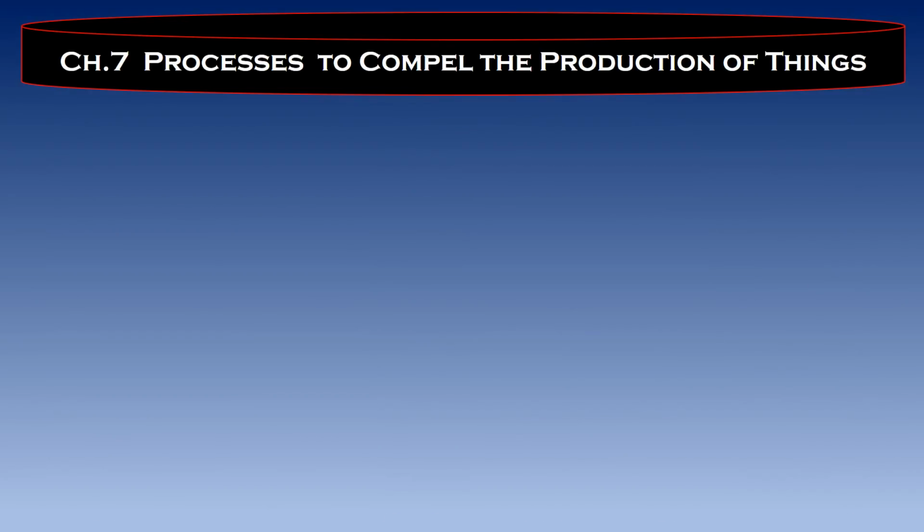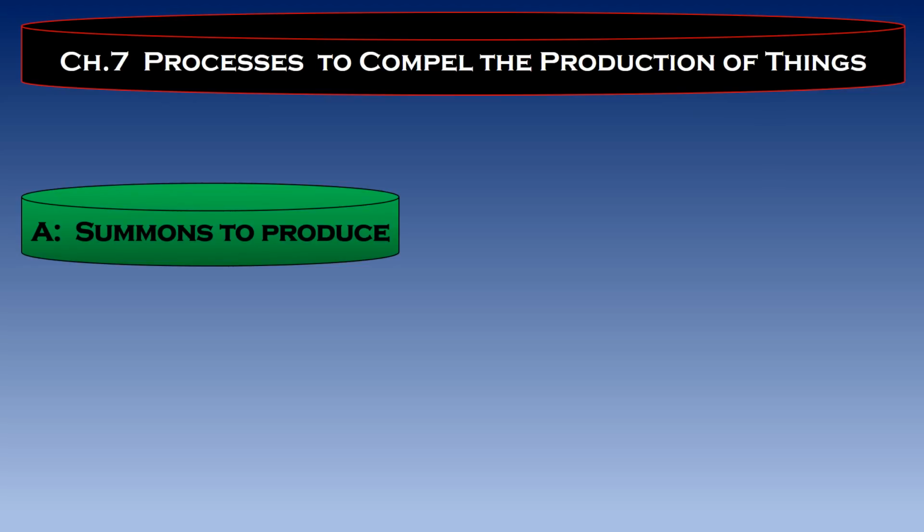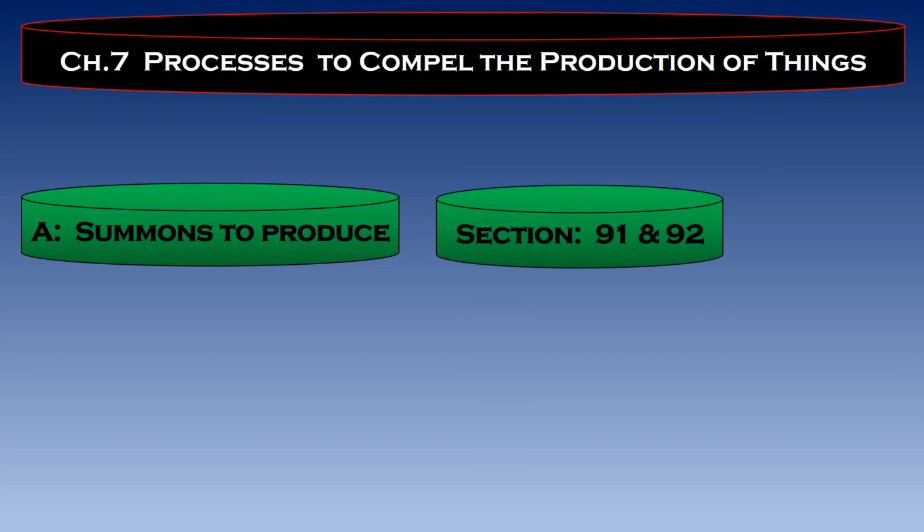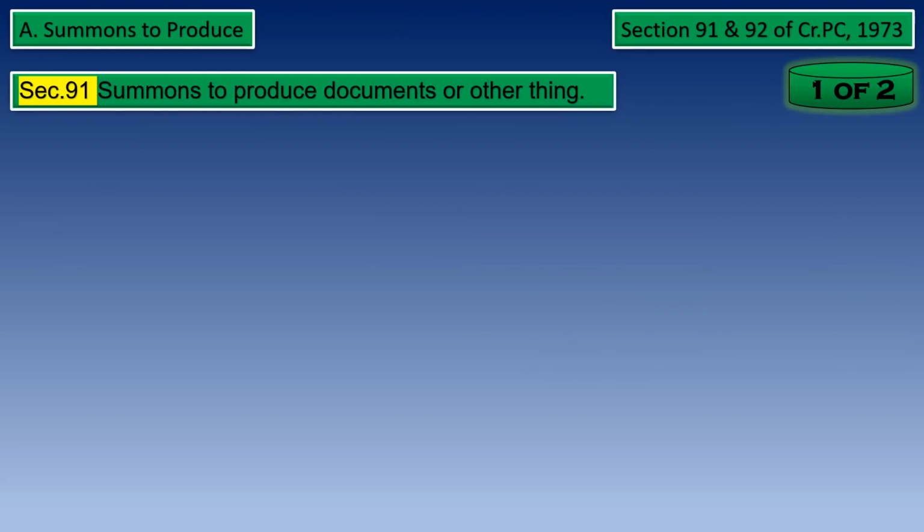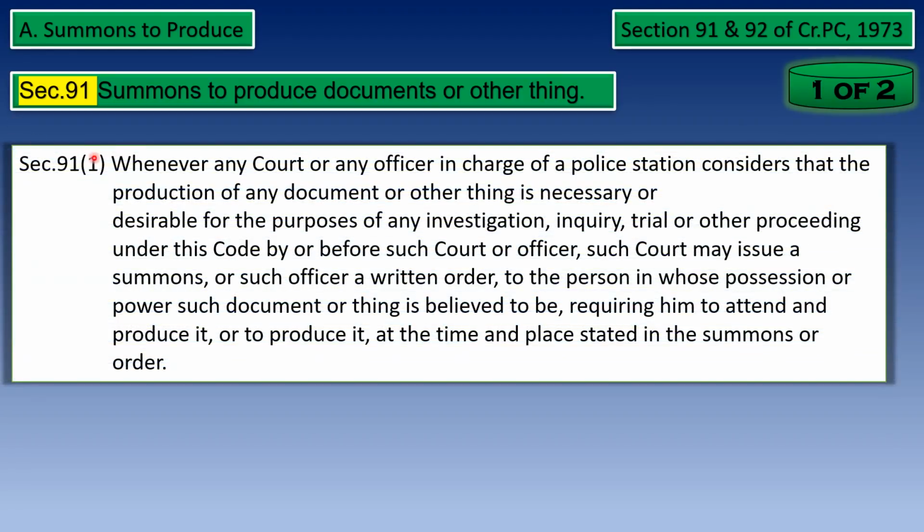Now let's cover the first part. As per the Act, summons to produce, sections 91 and 92, only 2 sections are covered in the first part. A. Summons to produce. First point, section 91, summons to produce document or other things.